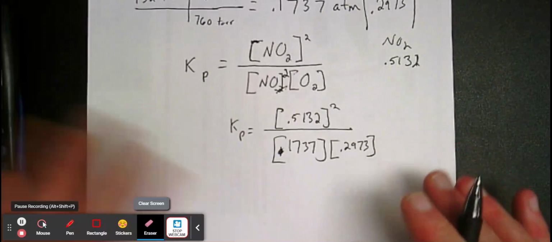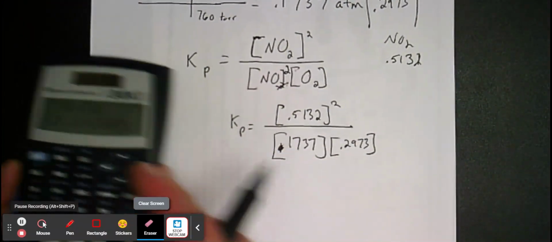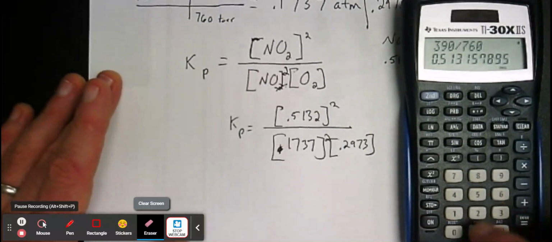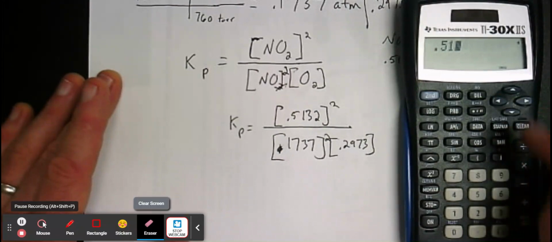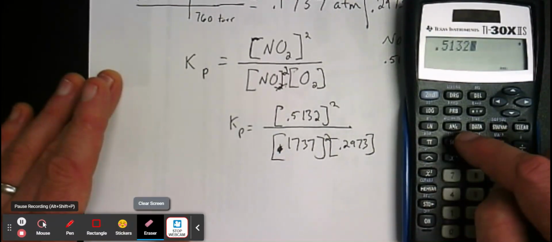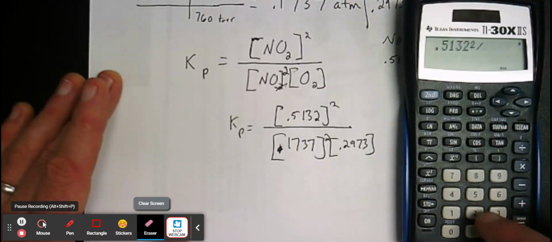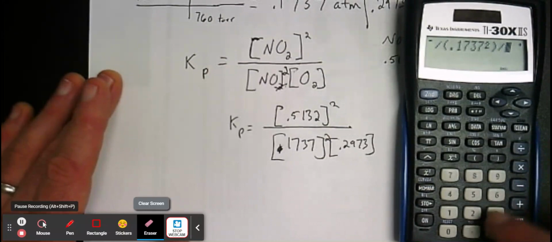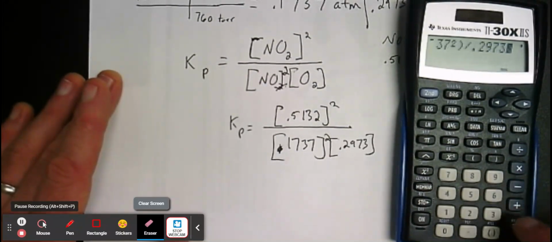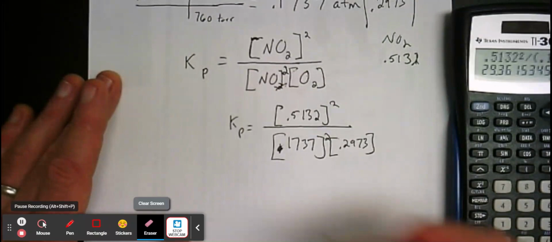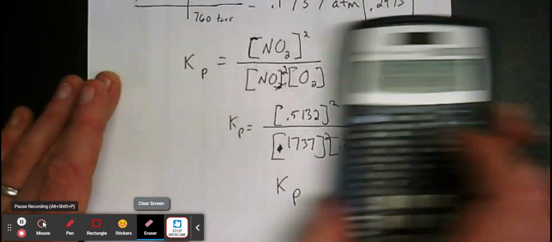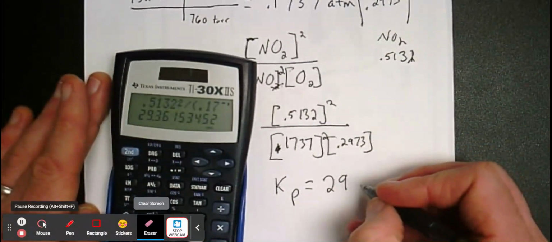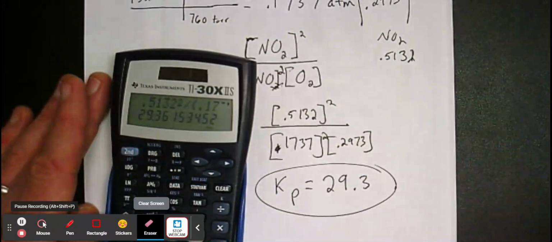All right, and then I'd solve this, so I'm going to multiply. 0.5132 squared divided by 0.1737 squared divided by 0.2937. And my Kp is equal to 29.3.